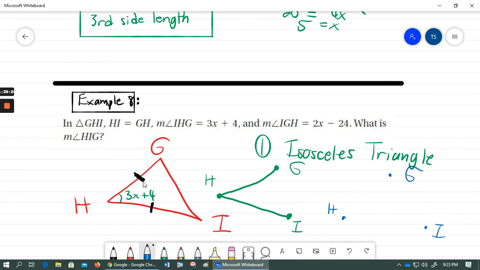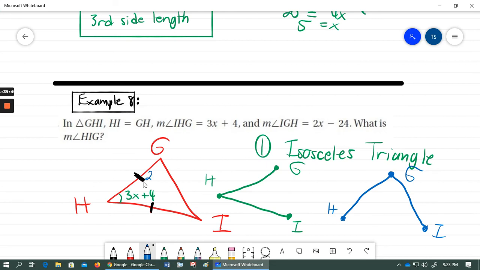If you're talking about angle IGH, if you literally connect the dots from I to G to H, you'll see what angle you're talking about. From I to G to H, it's talking about that angle. And it says that one is 2x minus 24.